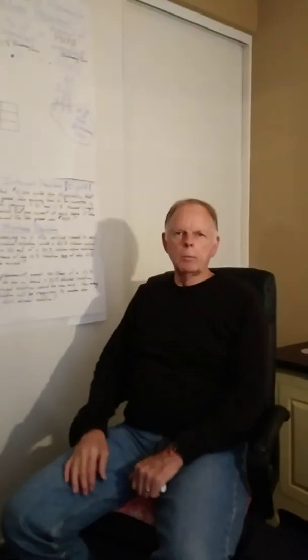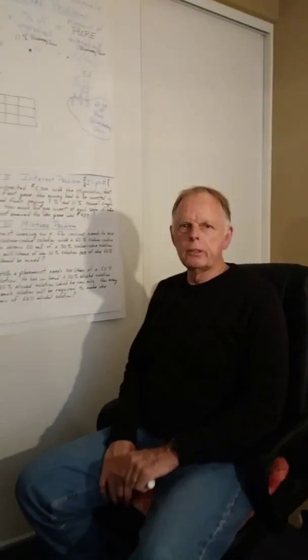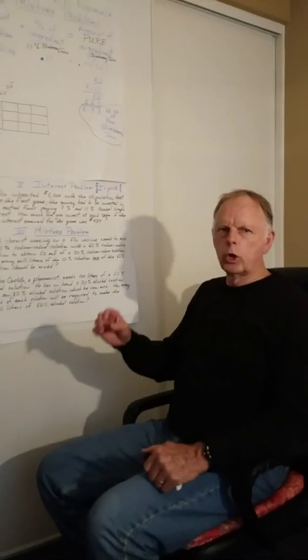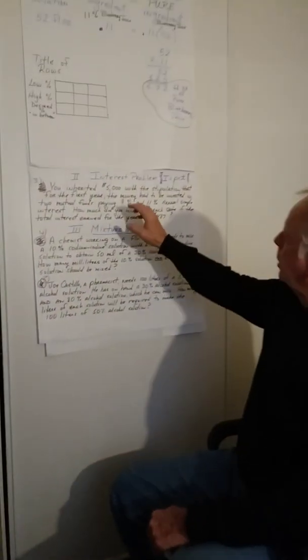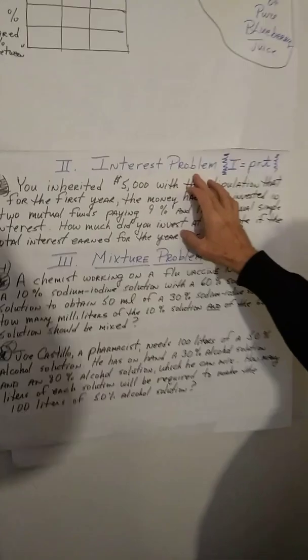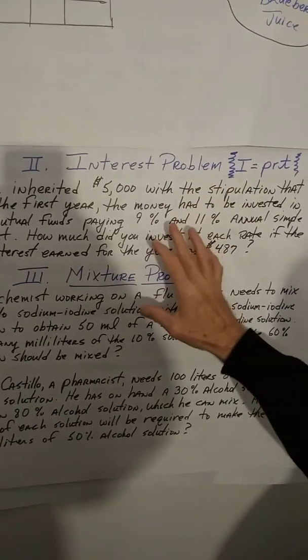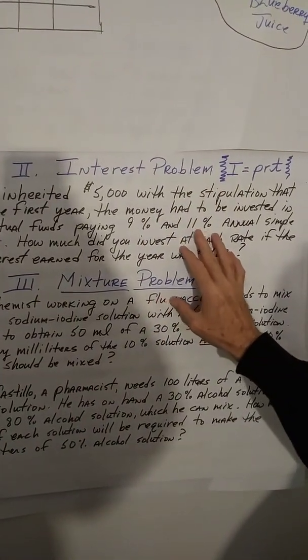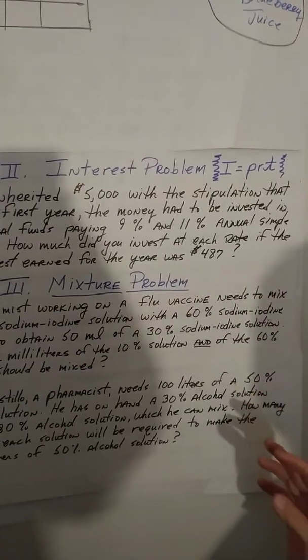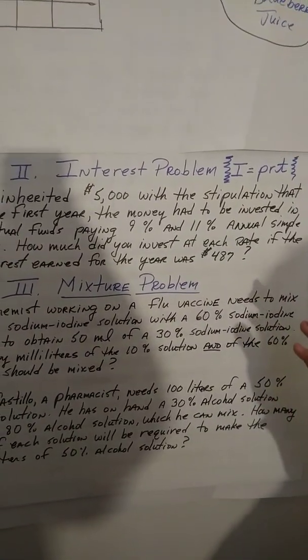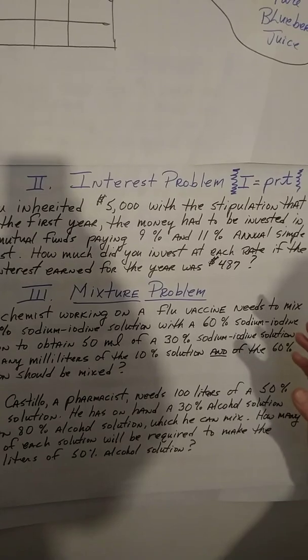All right, we're going to move on to the second category of word problem, which is the interest problem. Now, we've already done the interest problem back in Chapter 3, but in Chapter 3, we had a relationship given to us between the two unknowns.